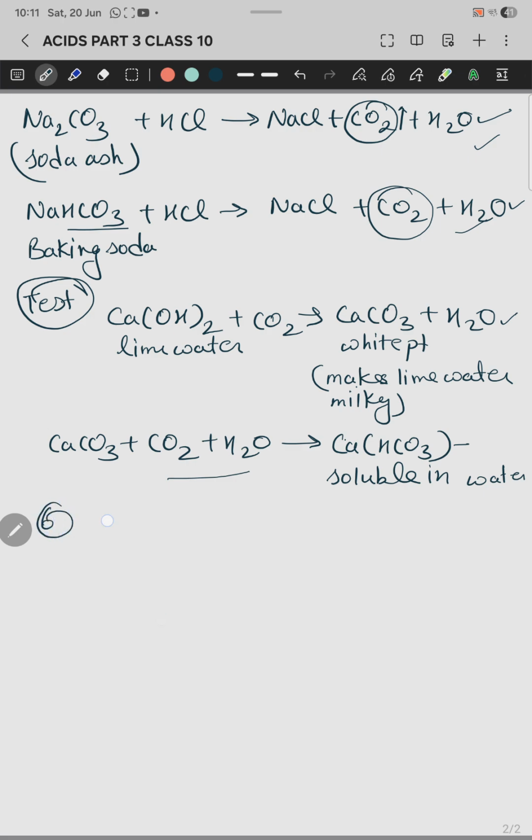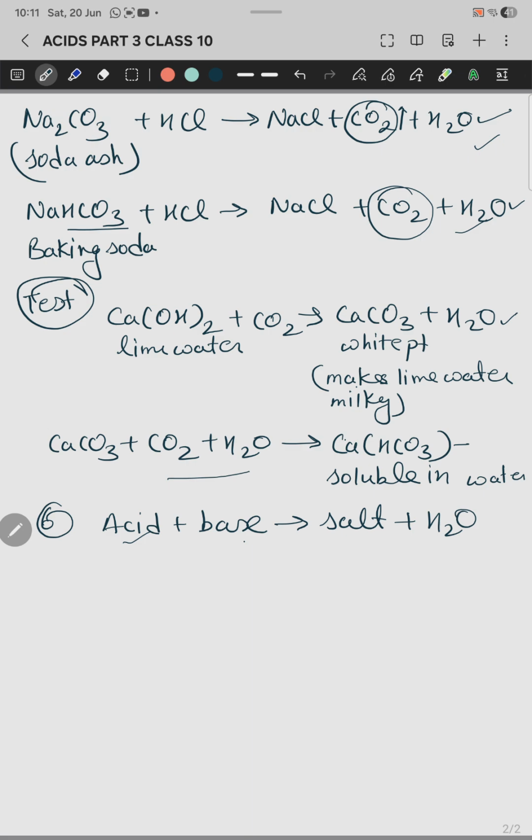Now come to the next point, your sixth point. Any acid reacting with a base gives you salt plus water. This we have done in our previous chapter, neutralization reaction, in the characteristics of chemical reactions. When acid reacts with base, it gives you salt plus water. This is known as neutralization.